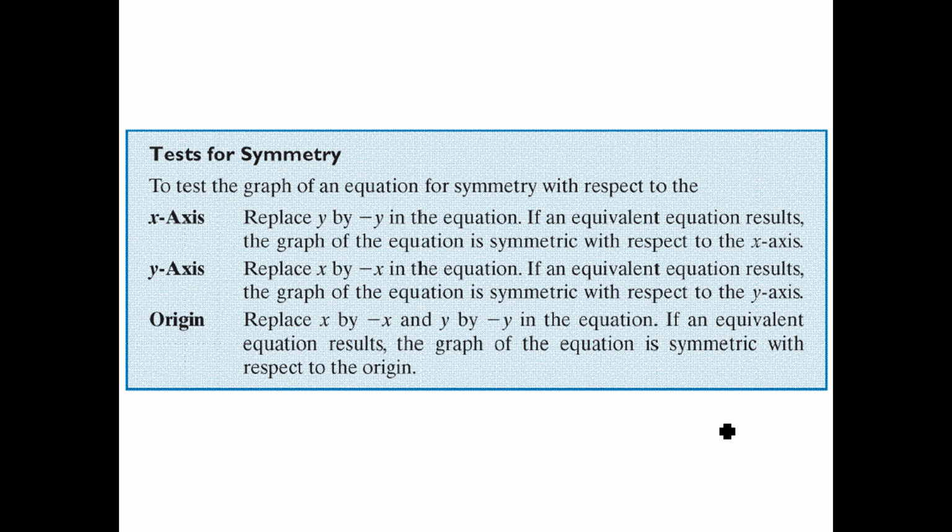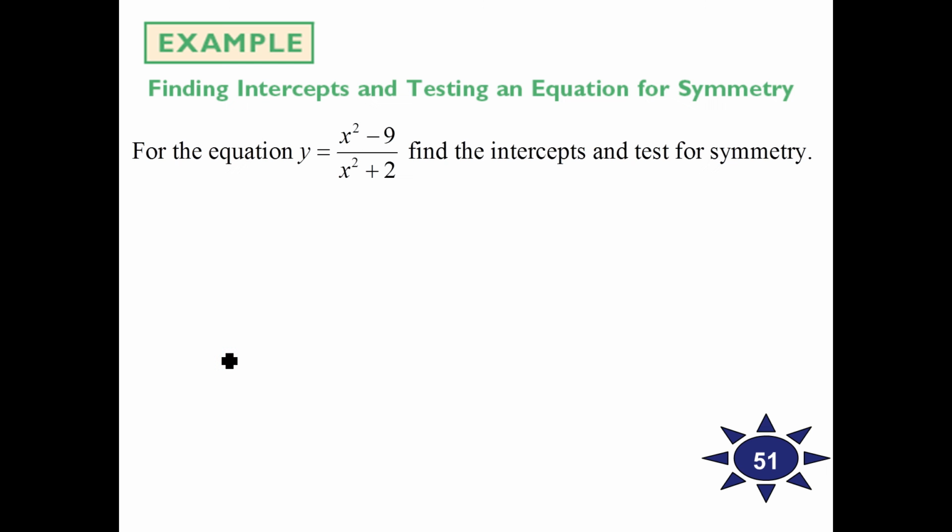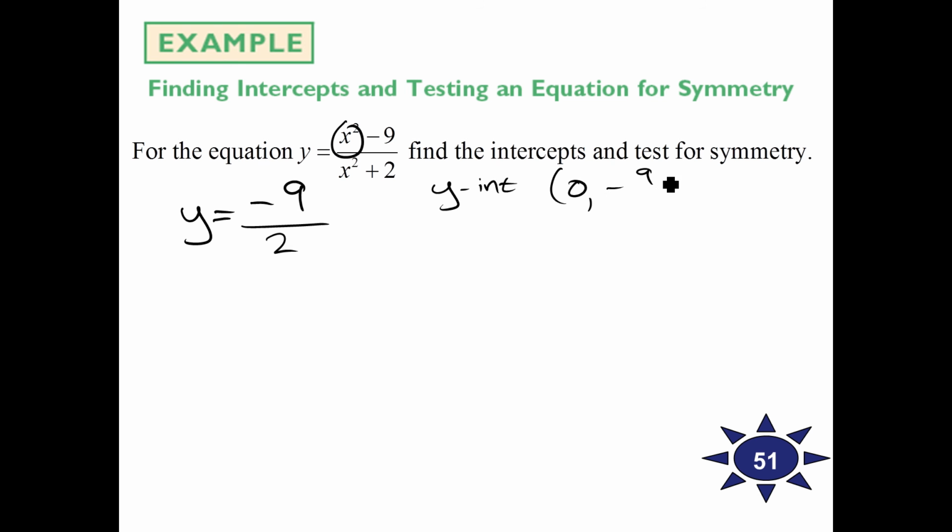So now we have some tests algebraically to see if we can figure out if we have x or y or origin symmetries. And so firstly, for the equation, we're going to find the intercepts. We can review doing that quickly. I'm going to find the y one first. Y equals, plug in 0. 0 minus 9 is -9. 0 plus 2 is 2. So my y-intercept is 0, -9/2.